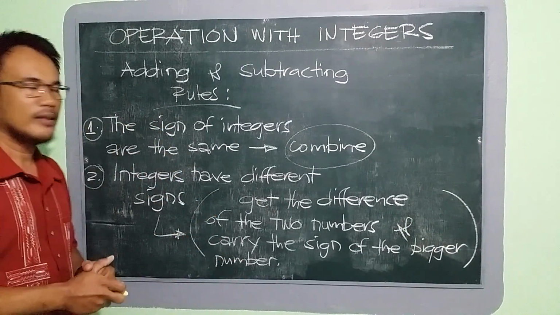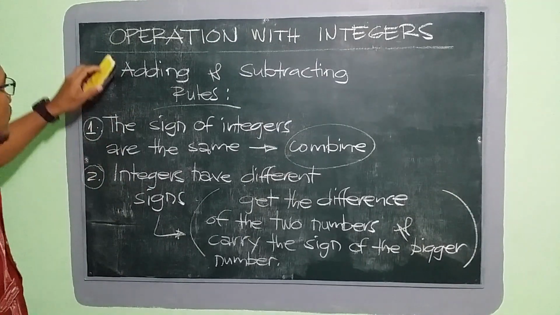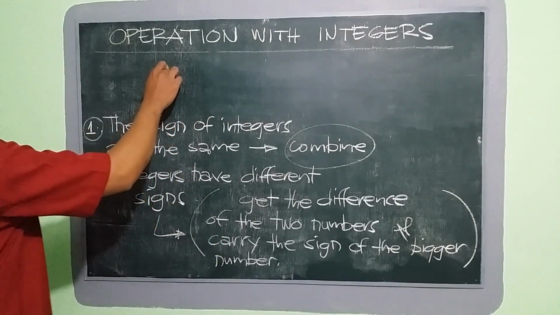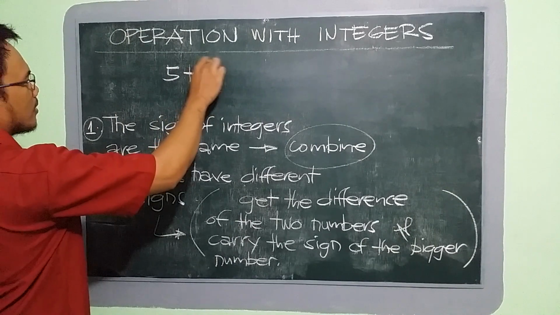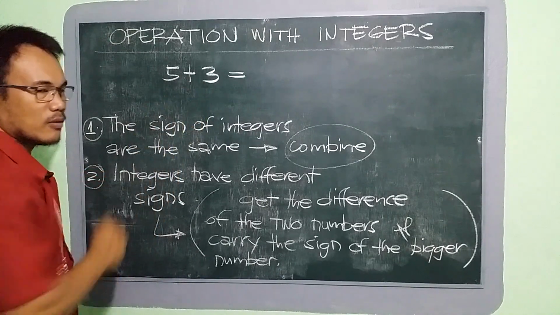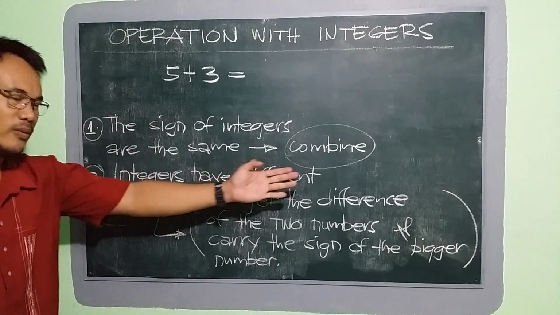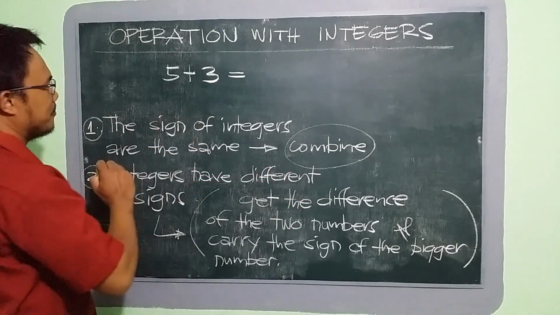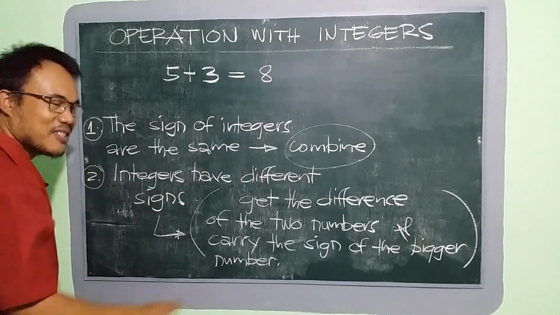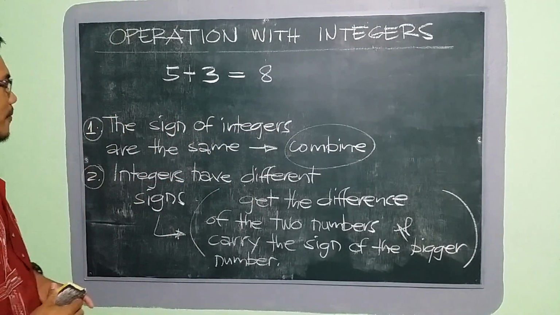To make it simple, let me present some examples. Now let's say for example we have 5 plus 3. Since 5 is positive and 3 is also positive, based on our rule number 1, we only combine. Simply add the two numbers. So 5 and 3 we have 8. Just like saying 5 plus 3 is equal to 8. So they have the same sign.